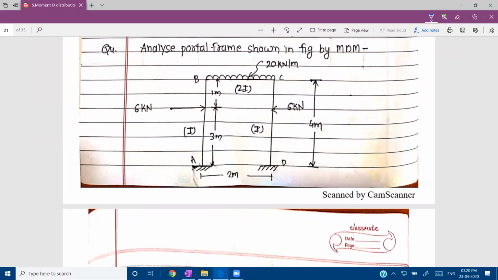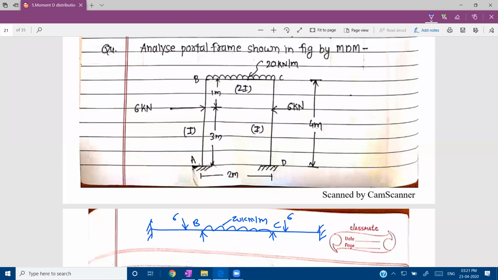This is nothing but a beam like this, which is fixed at both supports and simply supported at B and C, which is carrying load like this. So 6 kilonewton, 6 kilonewton, and BC is carrying load of 20 kilonewton per meter.